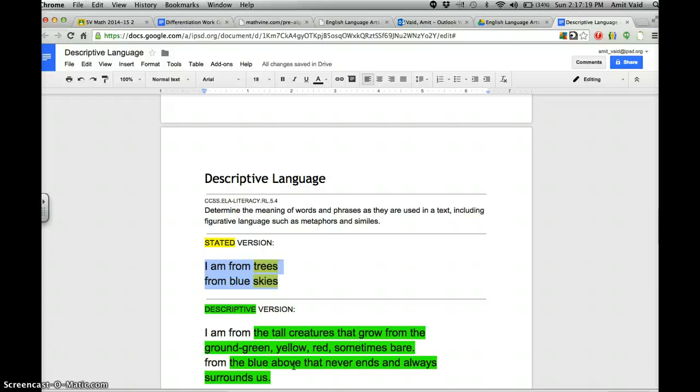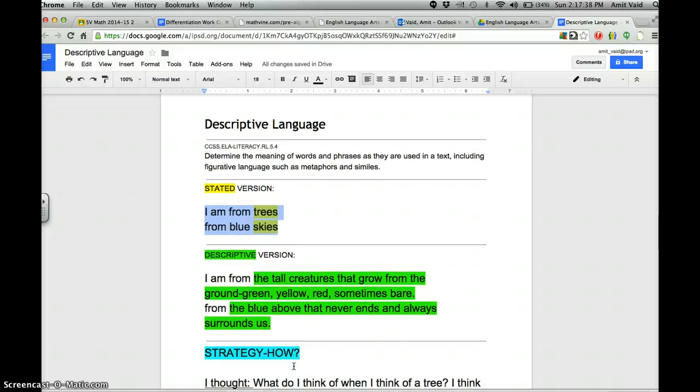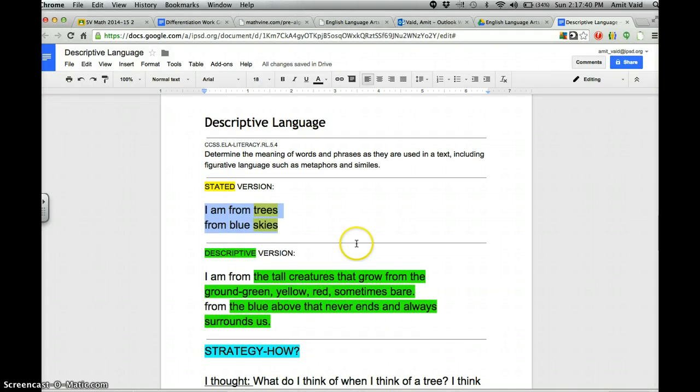Just so you know, I do write poetry myself, and I've written a lot of poetry, hundreds and hundreds of poems, and I have lots of experience writing, and so that helps me. But I think this is the strategy that I use, you can use it as well. So let me show you. How do I do this? So I thought to myself, what do I think of when I think of a tree?